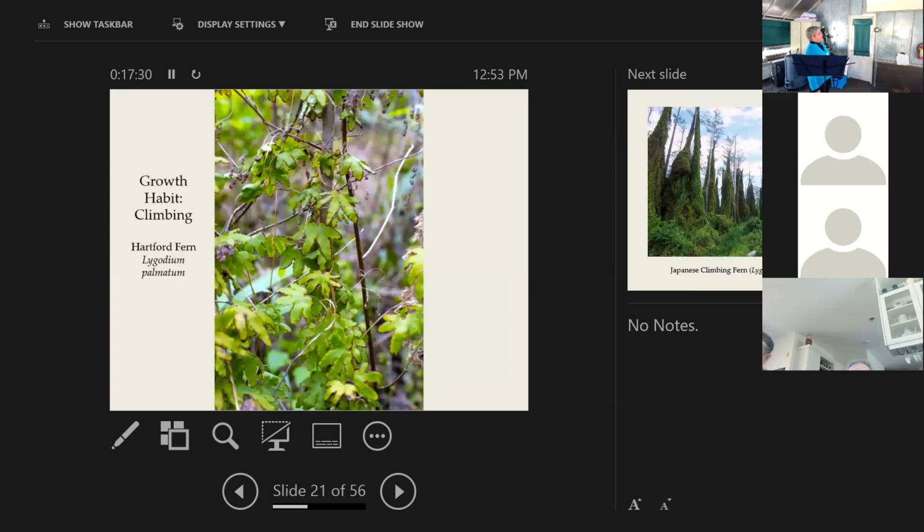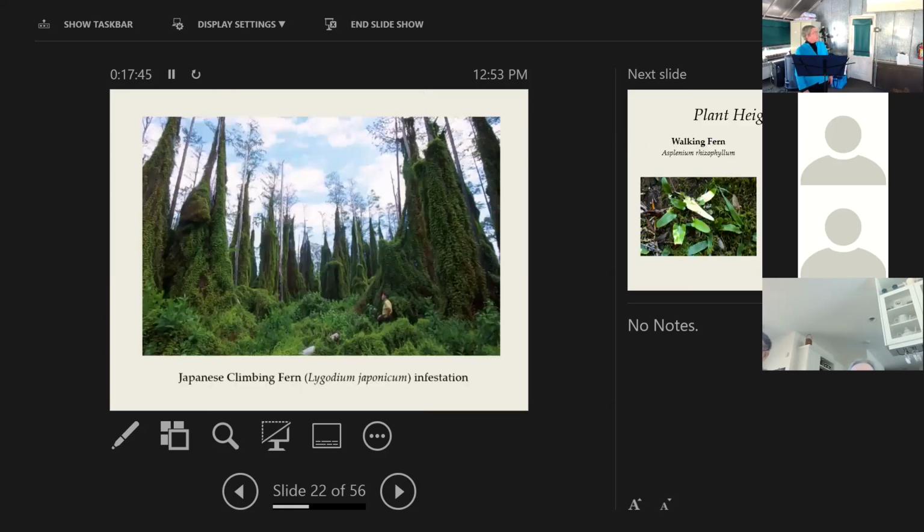Or maybe it climbs like the Hartford or climbing fern, which is rare in the North Carolina Piedmont, a little more common in the mountains, but nowhere is it common in the state. So it's a viney fern. Or maybe it really climbs like this Japanese climbing fern, serious invasive pest. This climbs, as you can see, right up into trees.